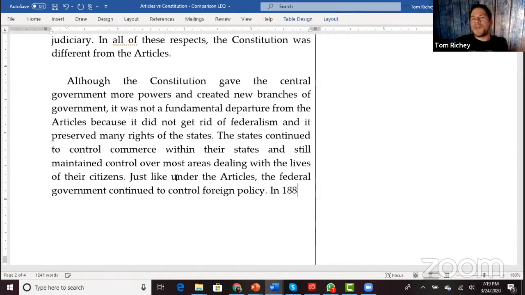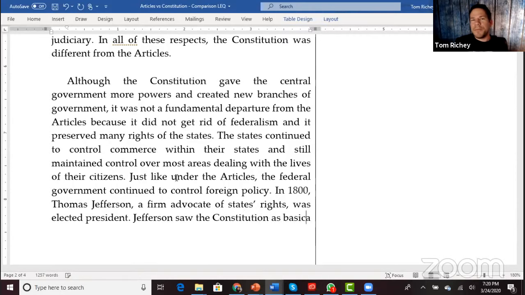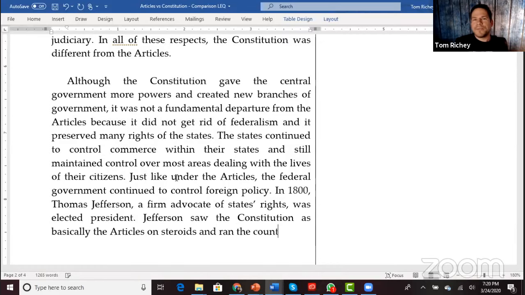And then we could say something like this: in 1800, Thomas Jefferson, a firm advocate of states' rights, was elected president, making clear that Jefferson saw the Constitution as basically the Articles on steroids, and ran the country in that manner. So this is a way I'm kind of going into how you could build contextualization into your essay.